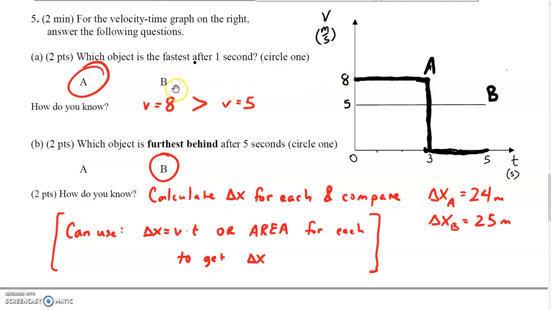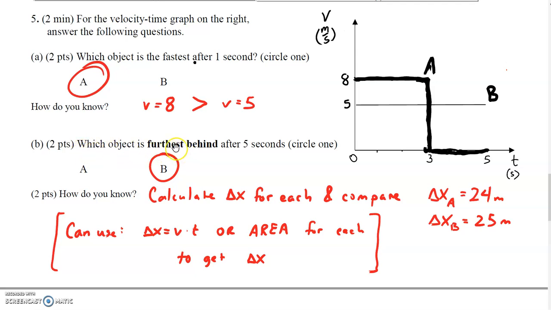For this question, we're asking which object is fastest after 1 second. Because it's a velocity-time graph, these are literally the velocities. So 8 is greater than 5. So A is going to be faster at the 1 second mark, which is right here, than B, which is traveling at 5 meters per second.